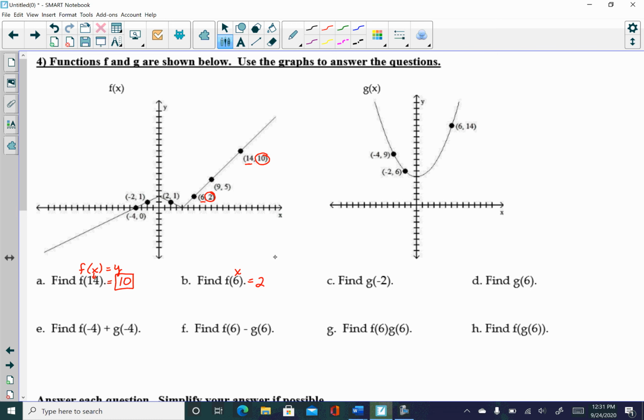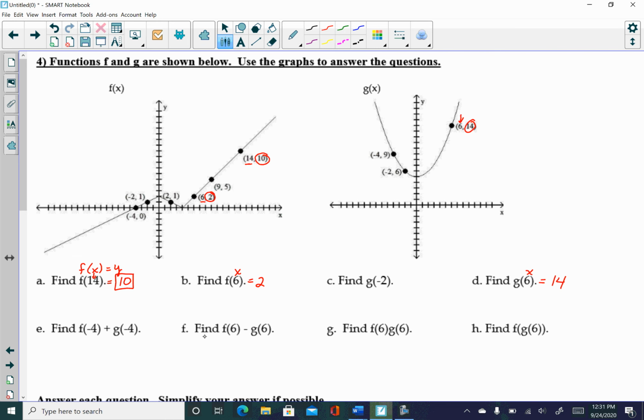And we'll skip over C. I'll let you check yourself with the answer key. Let's do letter D. I want to find g of 6. So the g function, that's the graph over here on the right, g of 6, so you're letting x equal 6. What's your y value? X is 6, y value 14. Final answer.